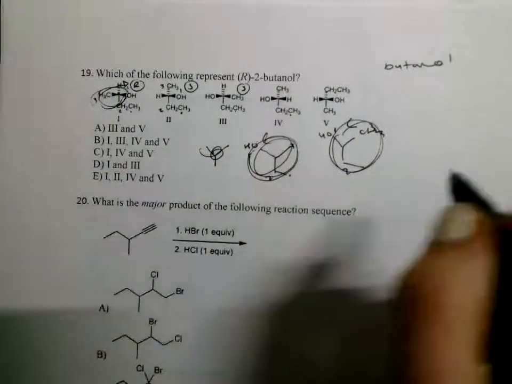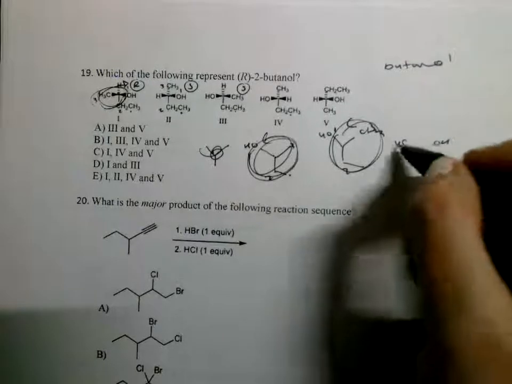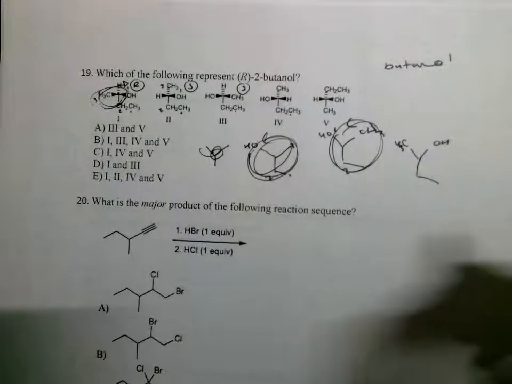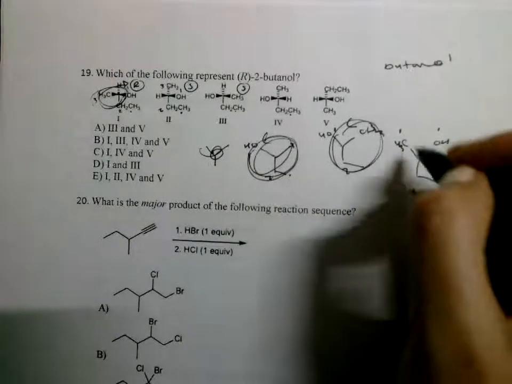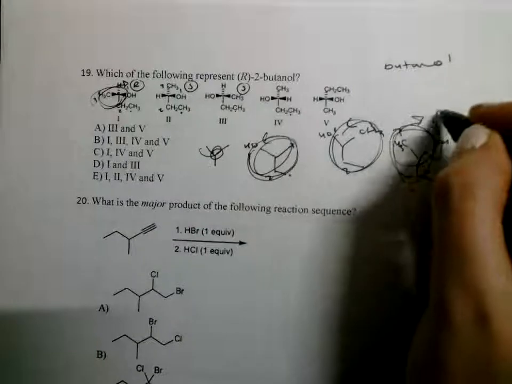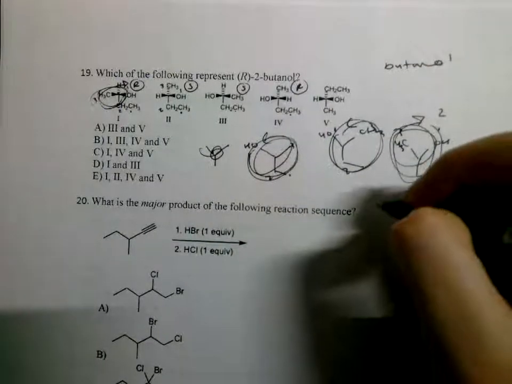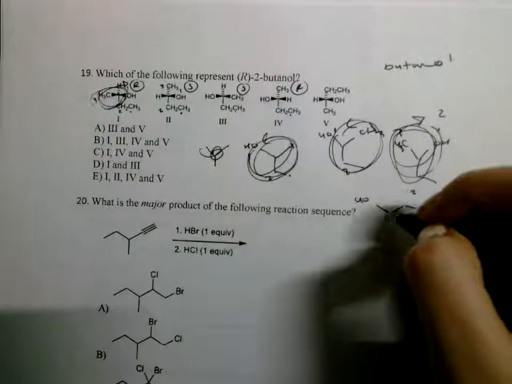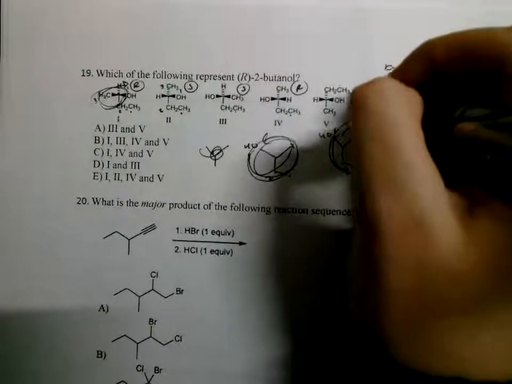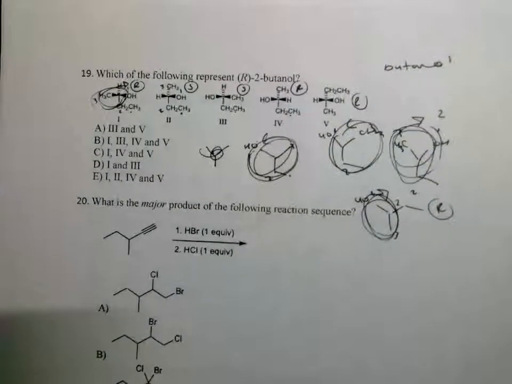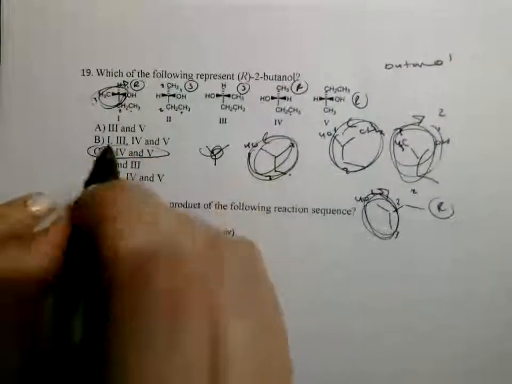This one, I would have to look at it from the left side. So the CH3 would be on the right, the OH would be on the left, CH2CH3. So this would be 1, 2, 3. So this one does look like it could be R. And then again, OH, CH2CH3, CH3, 1, 2, 3, R. So by my calculation, 1, 4, and 5, and it looks like that is answer choice C.